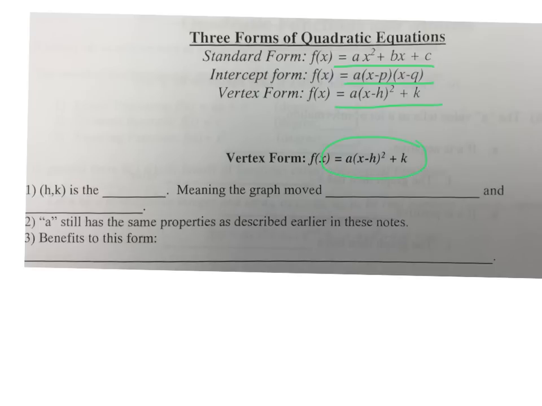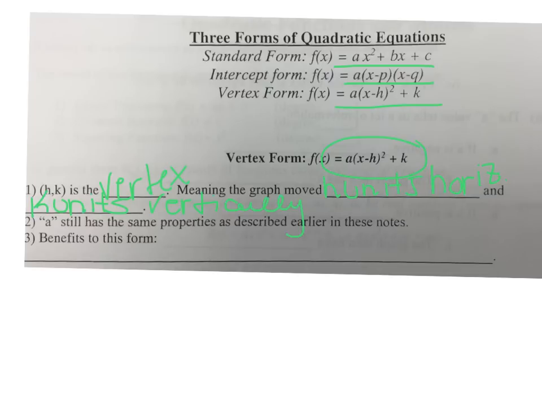And you have seen this a lot. HK is the vertex, meaning the graph moved h units horizontally and k units vertically.